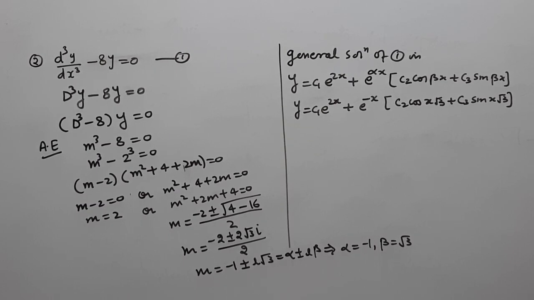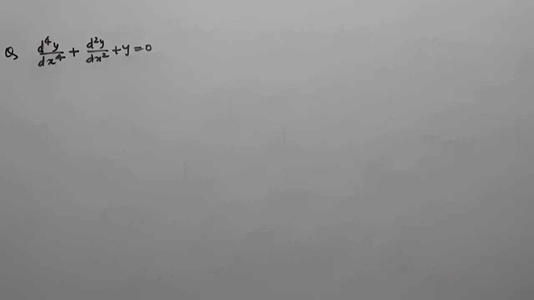Now we take another example, the third example, that is d4y by dx4 plus d2y by dx2 plus y equal to 0.